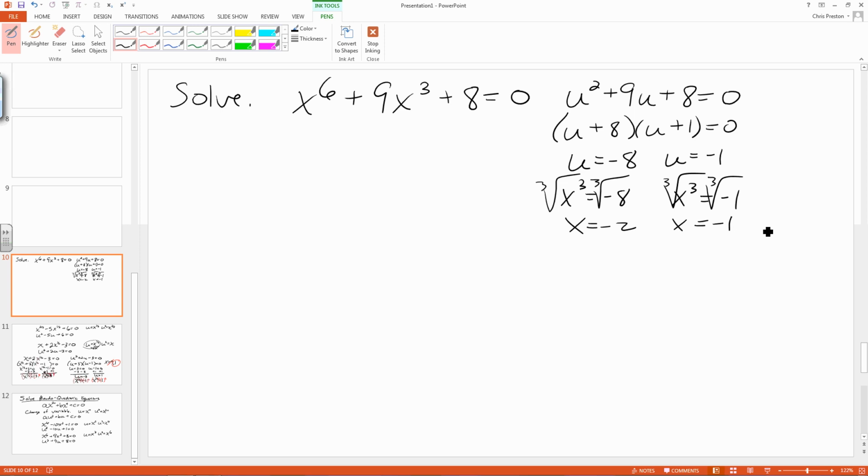The problem is this is only 2 out of the 6 answers I'm looking for. These are the real solutions, but there are also non-real solutions I need to find. And so this u gets me into a situation where I may not actually be looking for all of those. Now, let's compare that to if I kept these as x's and I factored it there.